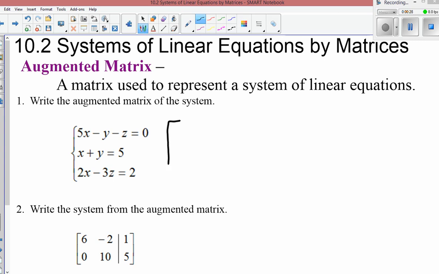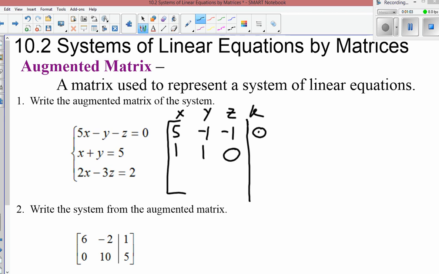So with a matrix, we can just write rows and columns. Our first column will represent x, our second column will represent y, our third column will represent z, and we'll augment it and have it represent our constant. We'll just use k as our constant. So for this first equation in the matrix, it's going to be 5, -1, -1, 0. Then the x is 1, the y is 1, there's no z, so I put a 0 there, and it's equal to 5.